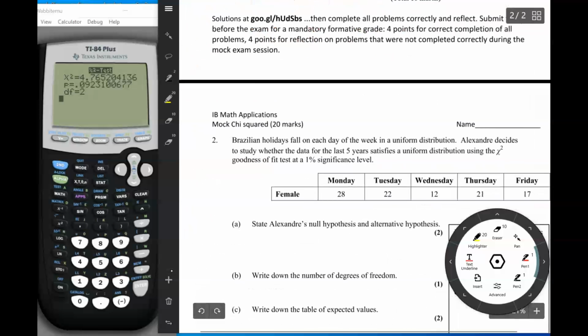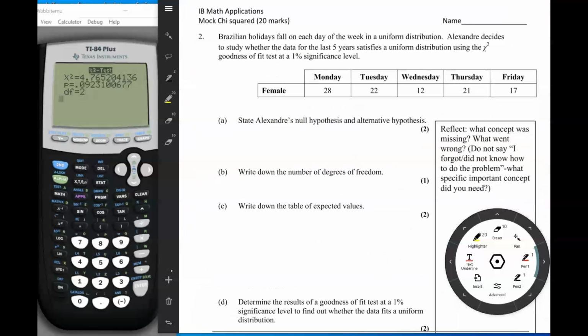Let's go to the next problem. Brazilian holidays fall on each day of the week in a uniform distribution. Alexandre decides to study whether the data for the last 5 years satisfies a uniform distribution using the chi-squared goodness of fit test at a 1% significance level. Sorry about that. This shouldn't say female. It should say holidays.